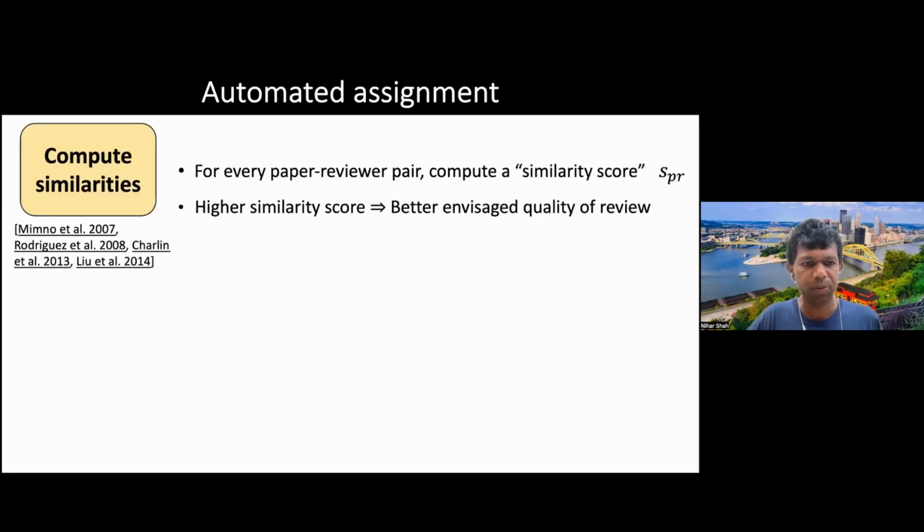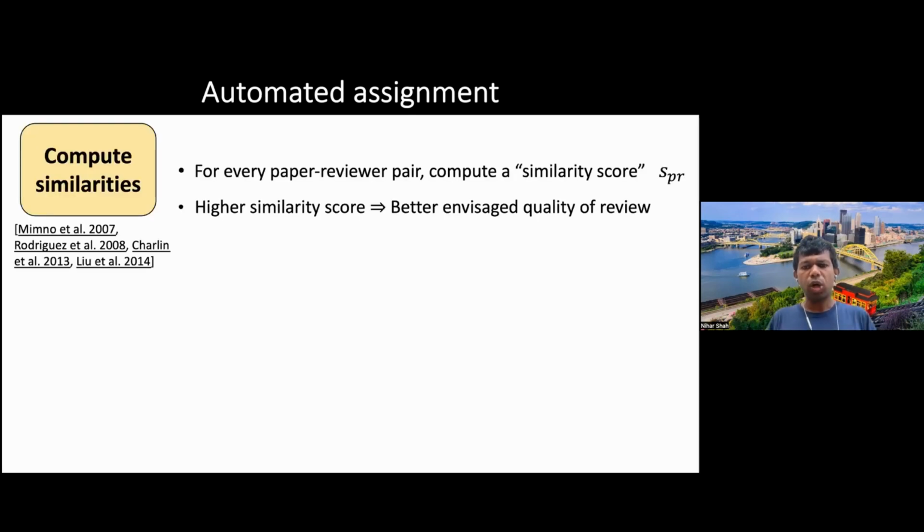All right. So in computer science, the venues in peer review, which are mostly conferences, have grown humongously. There are tens of thousands of papers submitted. And so you can't manually assign reviewers to papers. So people have been working on designing automated assignment algorithms.